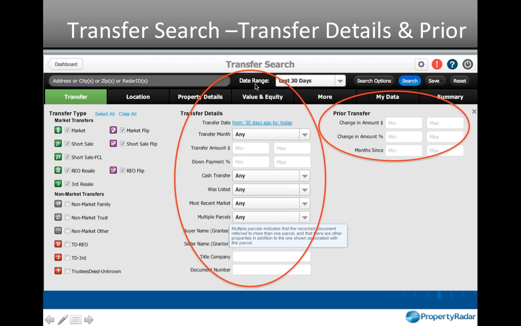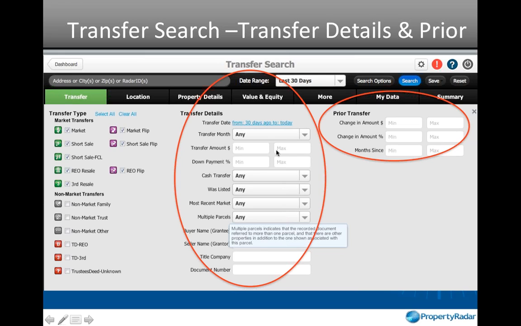So transfer date is tied to this date range at the top, and we give you some easy pull downs, last 30 days, last 60 days, but you can set any date range. You want to know what happened April of last year, you can search that and then compare that to April of this year. Transfer month's kind of interesting. Some folks for direct marketing and mailing, it's fun to look at folks that bought their house in December, and you can send them anniversary cards, congratulations on 2 years, 3 years, 4 years, 5 years in your house, whatever, right?